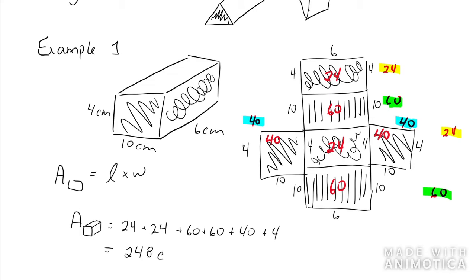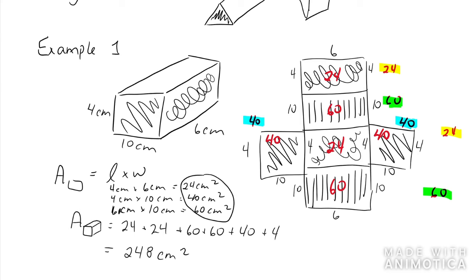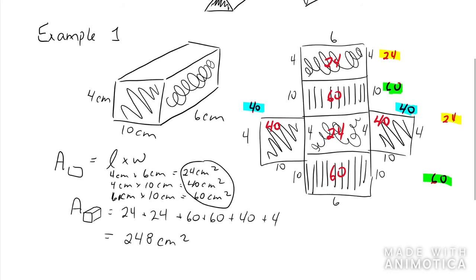248 centimeters squared. And we have to do centimeters squared because we did length times width. So we did 4 centimeters times 6 centimeters, which was 24 centimeters squared. We did 4 centimeters times 10 centimeters, which gave us 40 centimeters squared. And we did 6 centimeters times 10 centimeters, which gave us 60 centimeters squared. So all of these are centimeters squared because they're area, so our answer is centimeters squared.